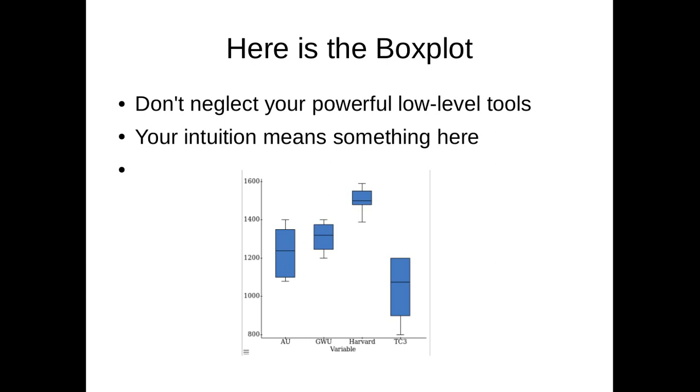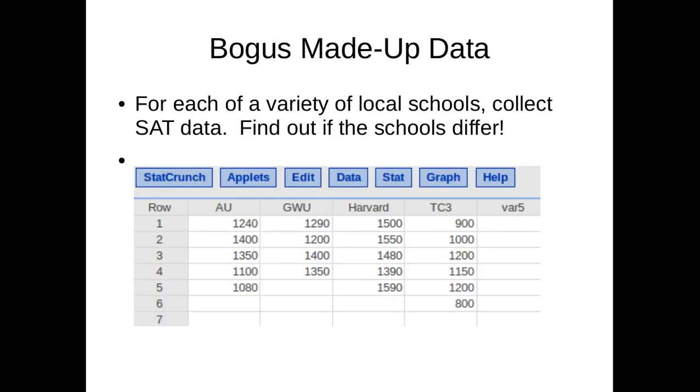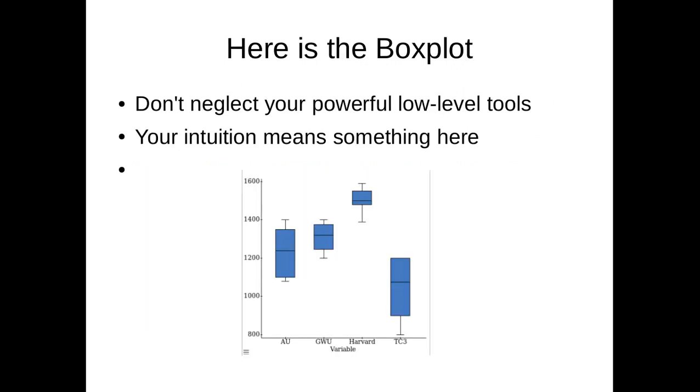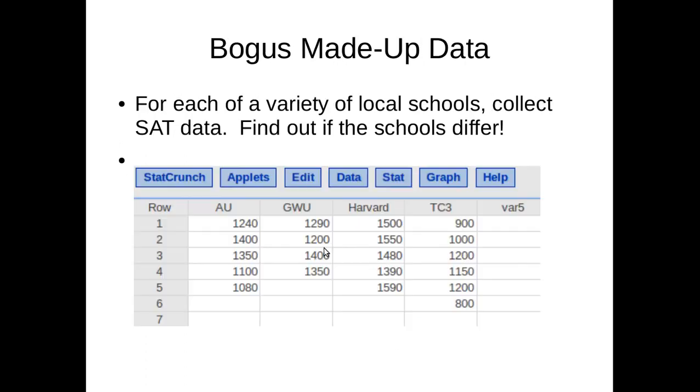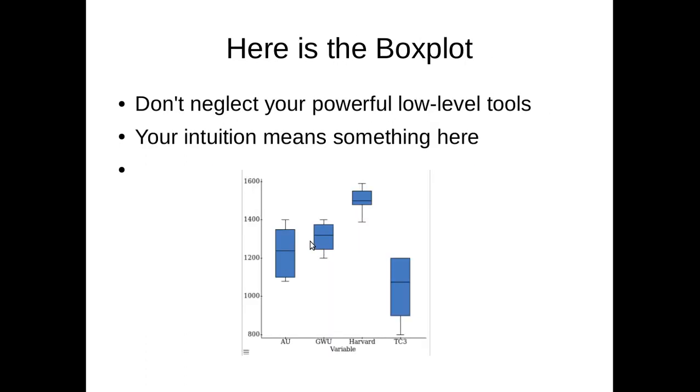And here's the box plot. Don't neglect your powerful low-level tools. Your intuition does mean something here, and realize these are very, very small samples. So what do these mean? Well, it looks like Harvard is way out there above TC3. It looks like maybe AU and GWU may not be that different. Again, we have a really small sample size, so I'm not really sure this is going to be significant, but I suspect that this difference is going to be significant. That's my guess. Let's see what the statistics say.